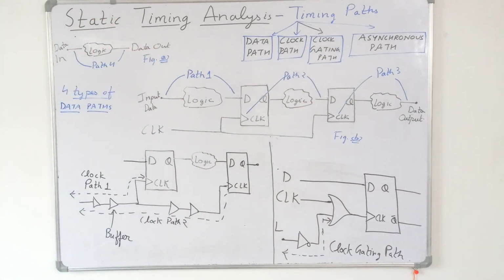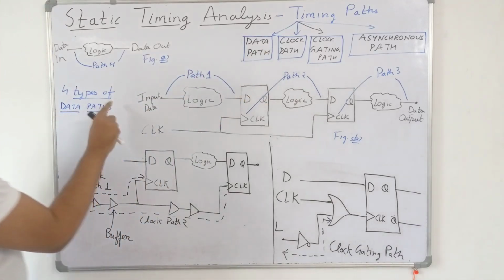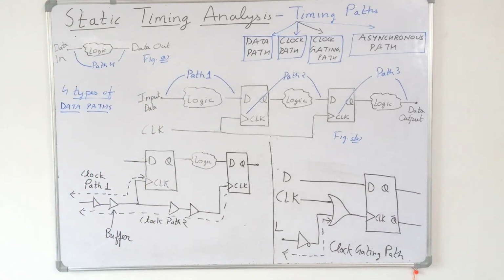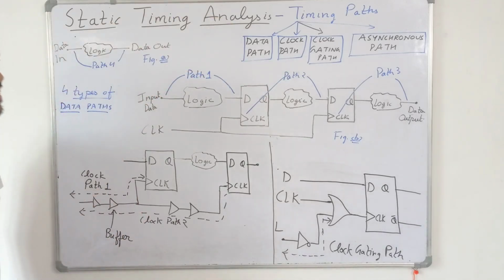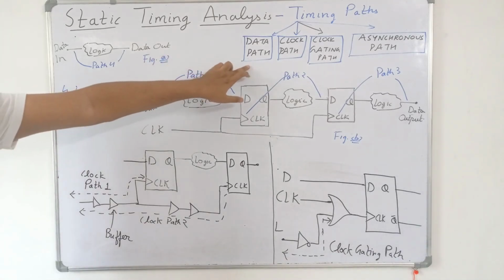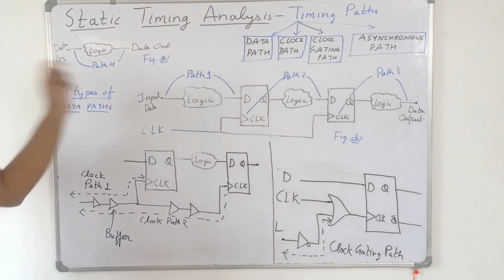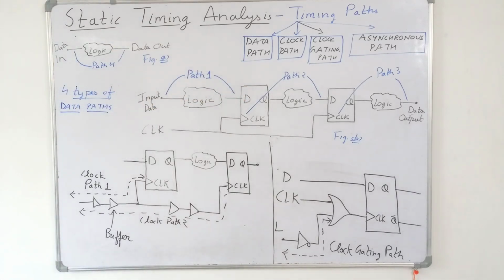And again the data path is divided into four different types of data paths. For example, if we take the data path, then the starting point can be either the input port of the design or the clock pin of the flip-flop. And similarly, in a data path, the end point can be either the input pin of the flip-flop or the output port of the design.